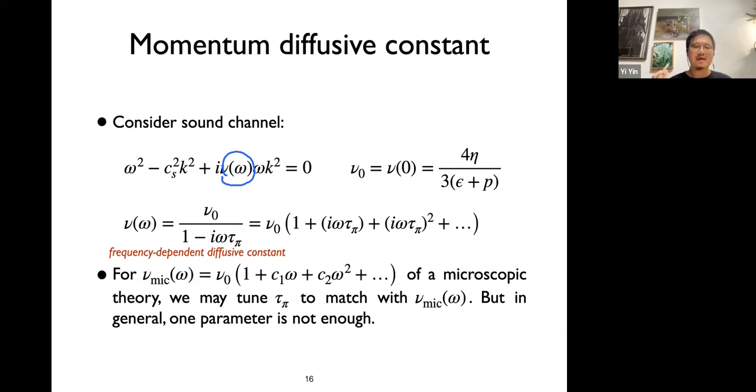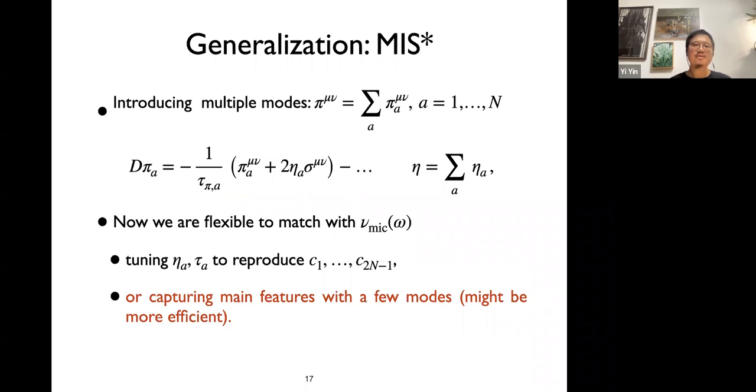One may think, how about we just fine tune this tau_pi so that this function in the MIS series will match the microscopic calculations. Indeed, this may work in some cases, but in general not, because we only have one parameter, but the diffusive constant from a generic microscopic calculation can be more complicated than that. On the other hand, this also tells us how to generalize this MIS series, and this is our proposal.